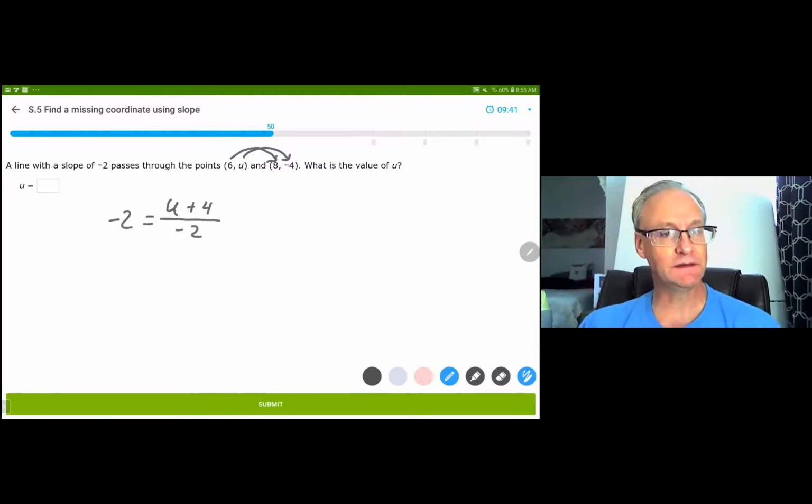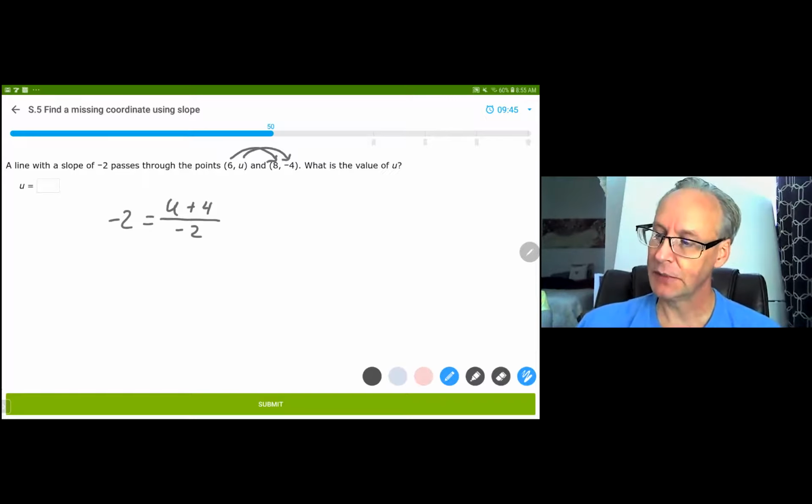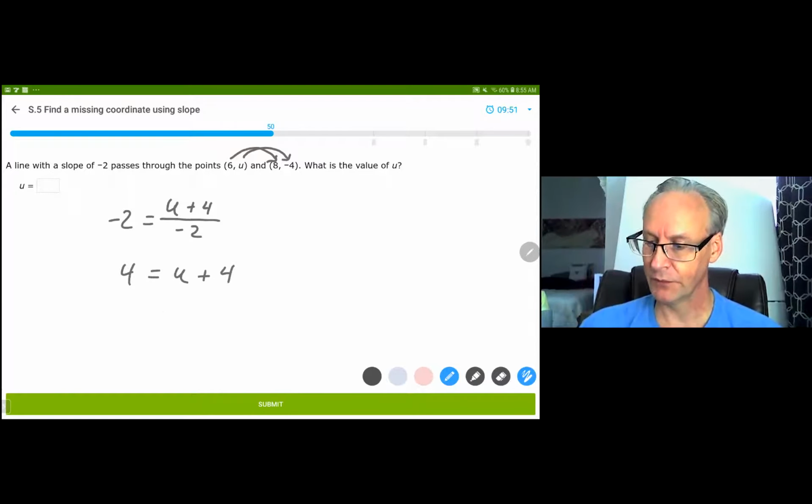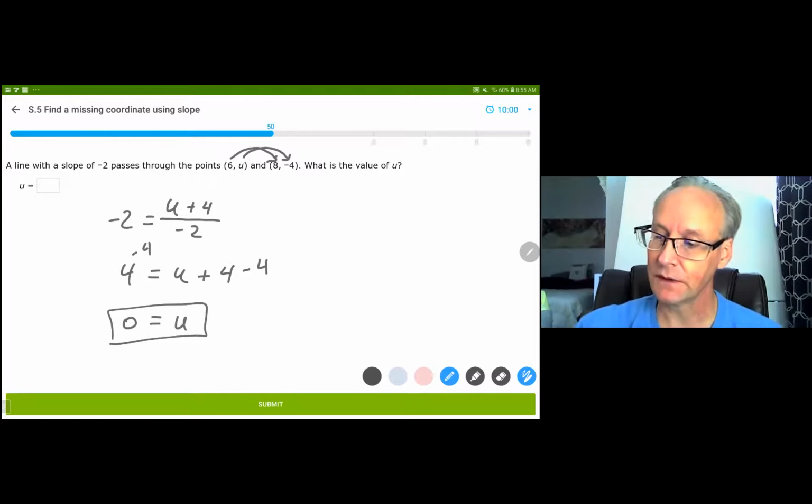Now I'm going to make this easy on myself. I'm going to multiply both sides by -2, and I'm going to get +4 is equal to u plus 4. And then I'm going to subtract 4 from both sides. Don't be afraid. It's okay. It's just 0. Don't be afraid of that 0. It's all right. u is equal to 0.